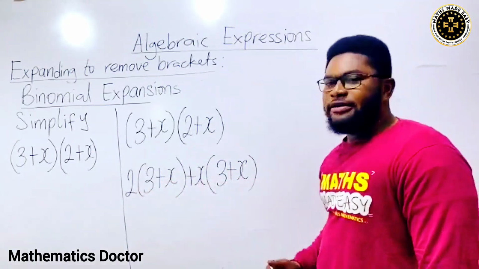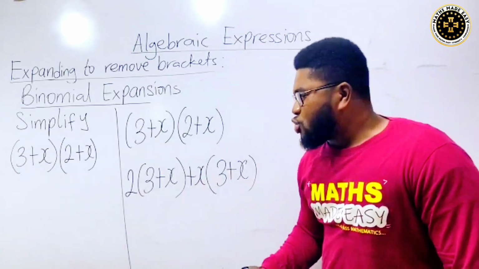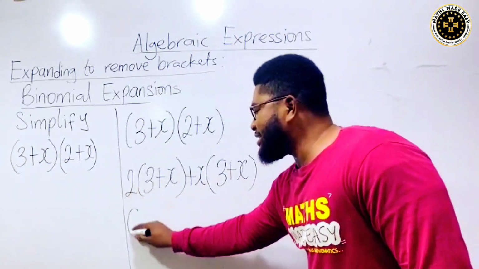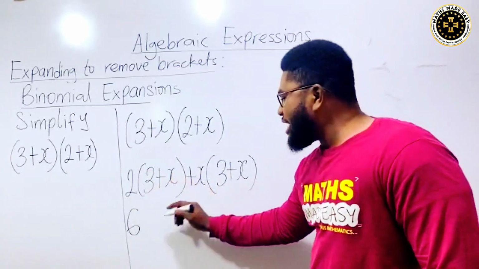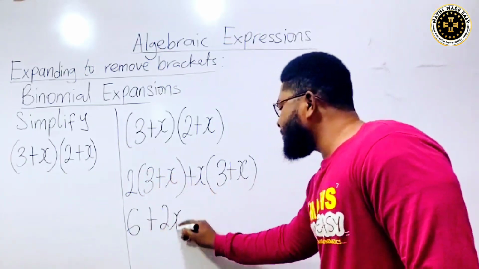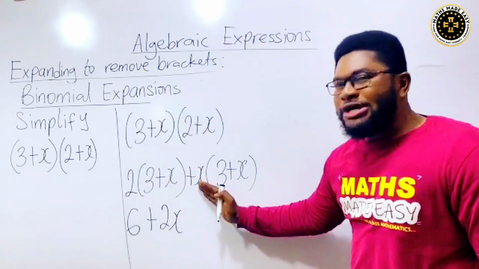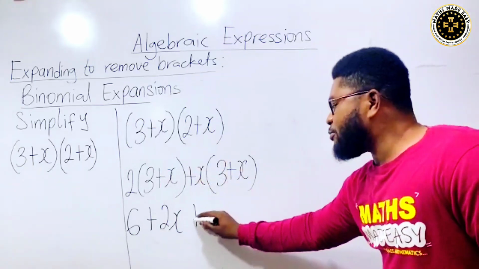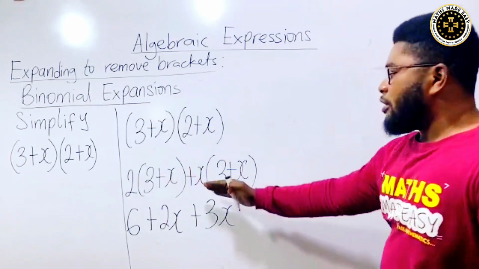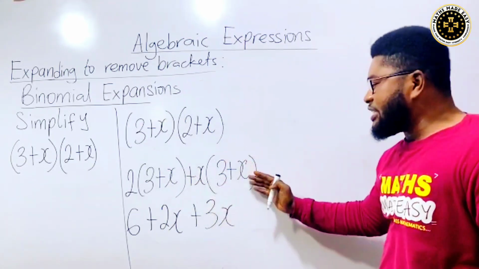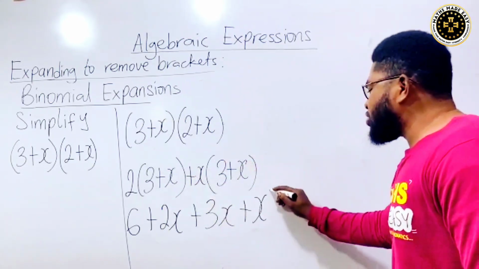Now expand the first bracket with 2. So 2 times 3 is 6. Now 2 times x becomes positive 2x. Then we are done with that. Let's come to that of the positive x. Now positive x times 3 becomes positive 3x. Then positive x times positive x becomes positive x squared.